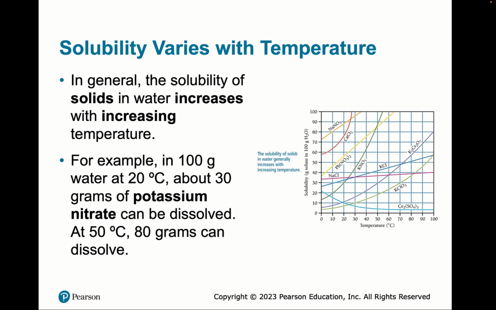If you look at this chart here, the y-axis is the solubility in grams per 100 grams of water, and the x-axis is temperature, and you can see that except for cerium sulfate, it really increases.